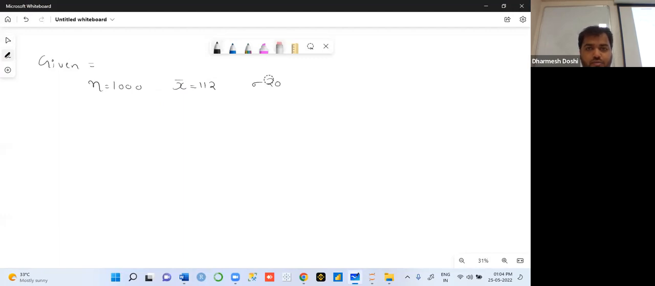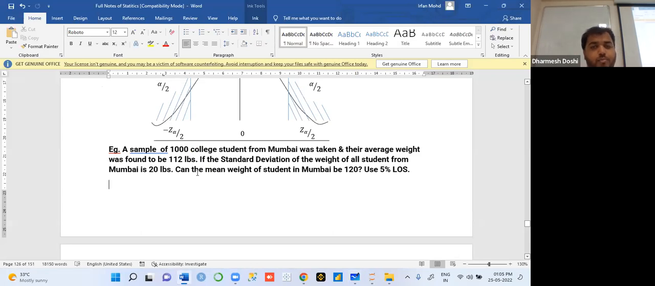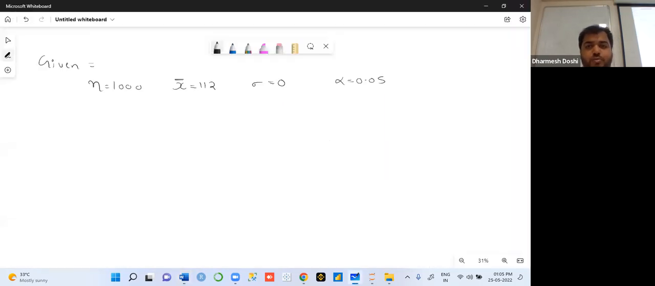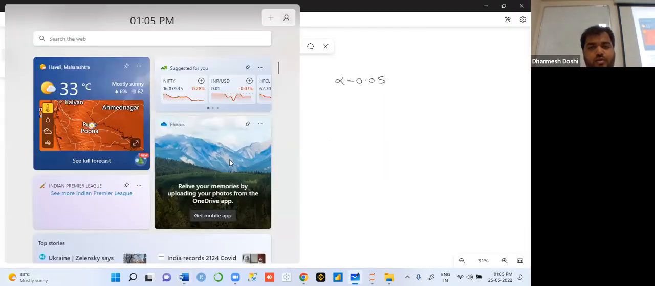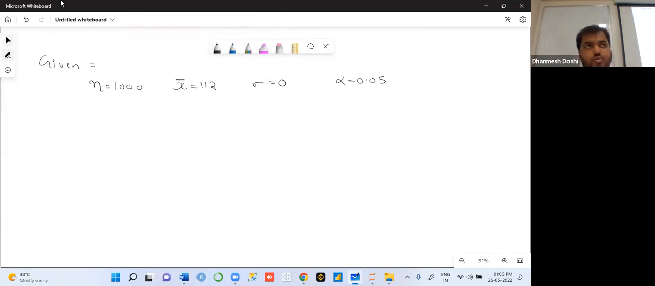Is that clear? Alpha is how much? X bar is sample mean. When you write mu, it is the population mean. Clear? Now this is the sample data. Now can the mean weight of students in Mumbai, can I say in Mumbai we can have more than 1000 students? Can I say we are talking about population? The population mu is how much? 120. 120 mean.